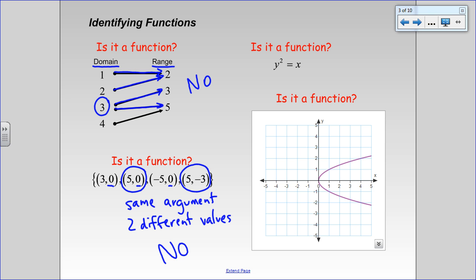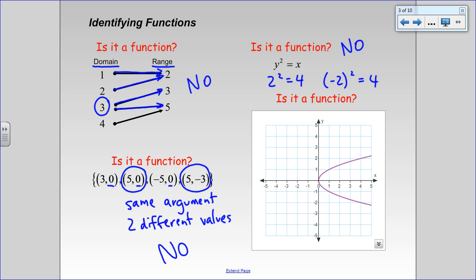What about the formula y squared equals x? Once again, remember that x is representing an argument. So let's take the example of 4 as the argument. There are two possible values then for the function, because 2 squared equals 4, but -2 squared also equals 4. So the argument 4 could be assigned to the value 2 or to the value -2. And since we have the same argument and different values, no, this formula does not represent a function.